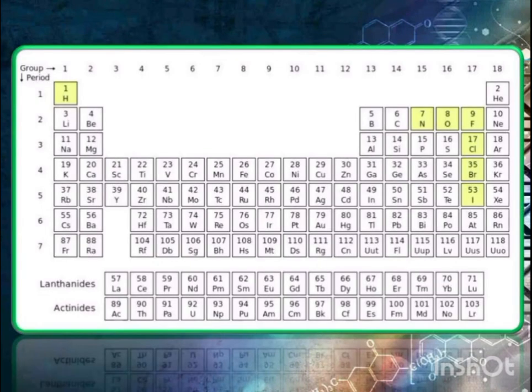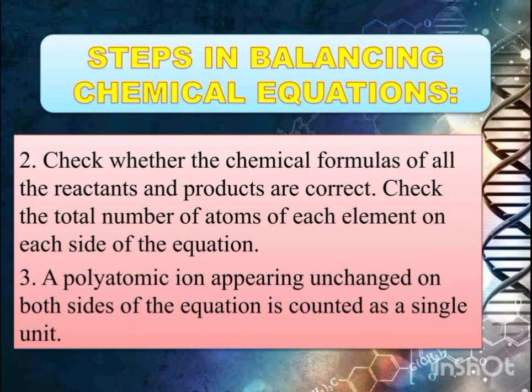Now look over here at the periodic table. The first group, 1A, they are all monoatomic, so only a single symbol is used. Group 2 is also monoatomic, but the halogens, this group 7A, they are all diatomic molecules. So now let's see how we can balance the equation. First of all, you are going to check whether the chemical formulas that are written for the reactants and the products are correct or not. Then we will check the total number of atoms of each element on both sides of the equation.